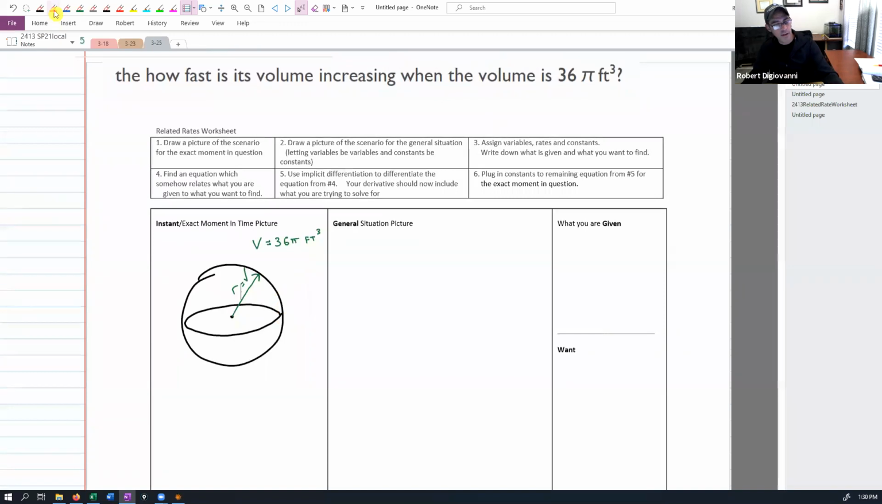Okay, let me draw the picture, sorry, the general picture. So here's my sphere. Now the sphere is growing, right? And so now the radius is not fixed. And that means that I can't put the 36 pi for the volume, but I need the volume of a sphere, right? And that may be something you don't know off the top of your head.